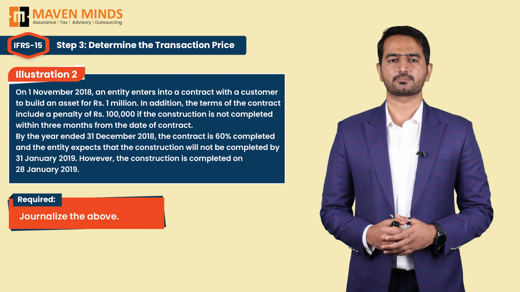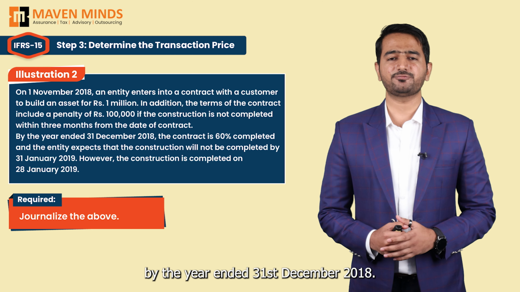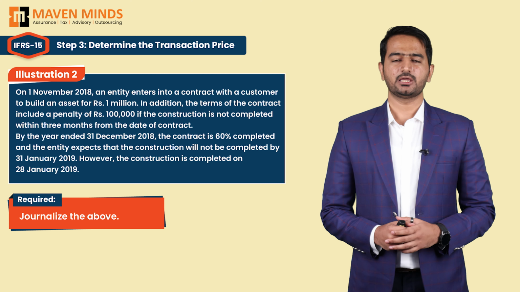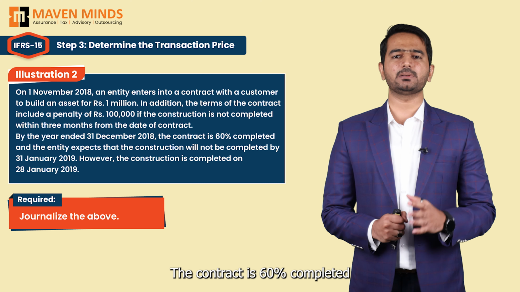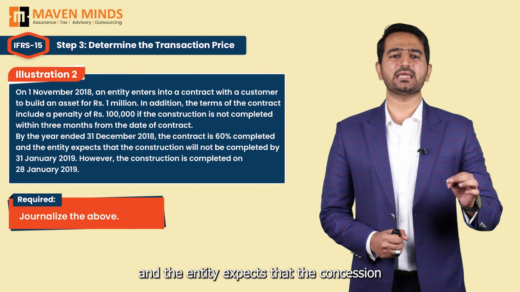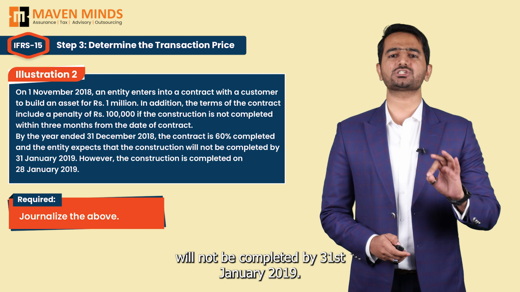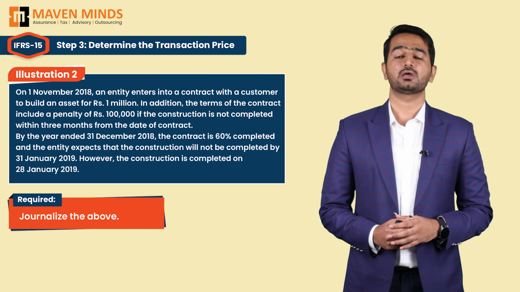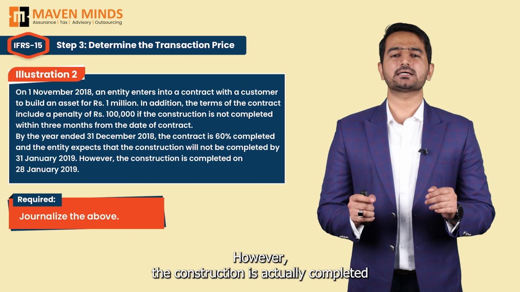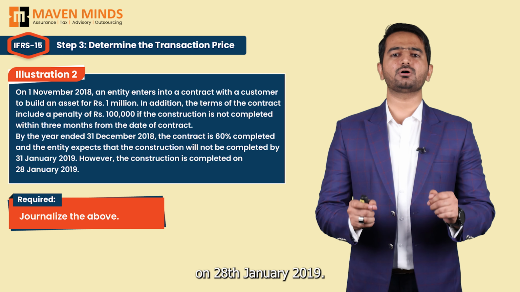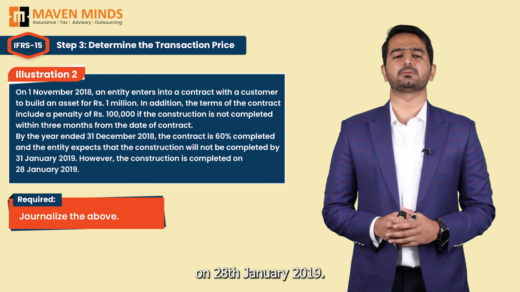will be applied. By the year ended 31st December 2018, the contract is 60% completed and the entity expects that the construction will not be completed by 31st January 2019. However, the construction is actually completed on 28th January 2019.